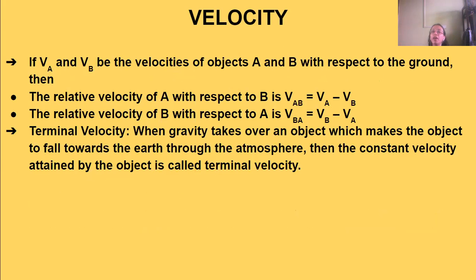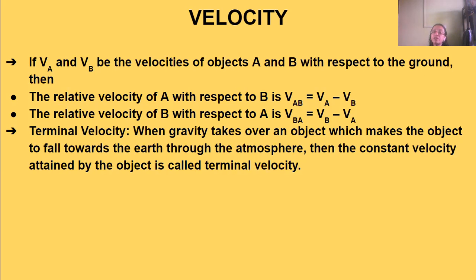So if VA and VB are the velocities of object A and B with respect to the ground, then the relative velocity of A with respect to B will be VA minus VB. And the relative velocity of B with respect to A, VBA, will be VB minus VA.